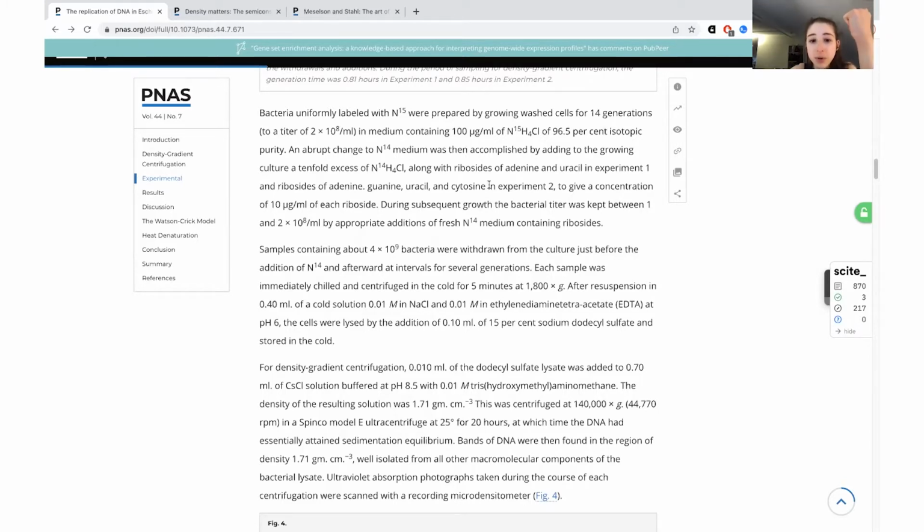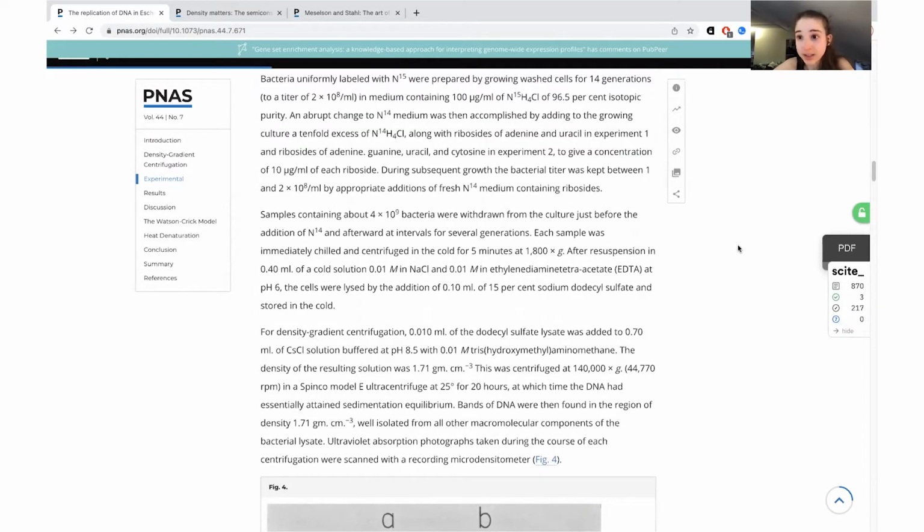And so therefore they are able to switch the medium without actually having to try to remove medium and add new medium and potentially be losing cells in the process. This way they can make sure that they are not losing anything, but they are swapping out the media.